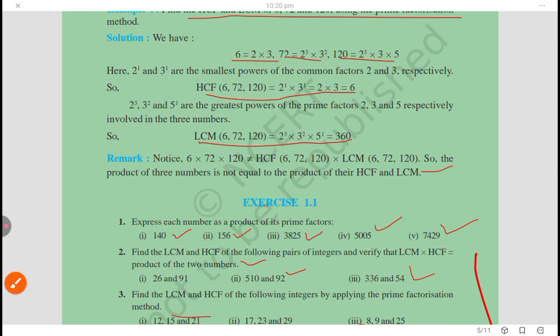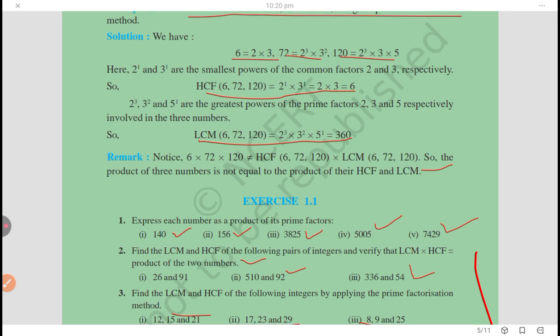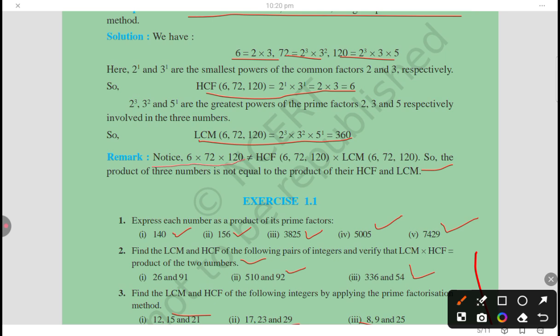Note, 6 into 72 into 120 is not equal to HCF times LCM. So the product of three numbers is not equal to the product of their HCF and LCM. When there are three numbers, it is not possible. It is possible only when there are two positive integers a and b.